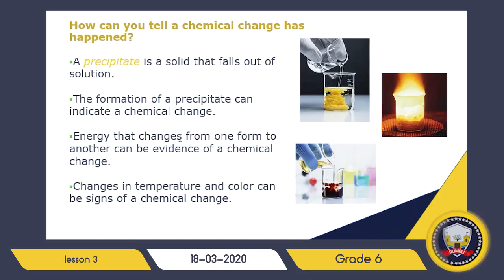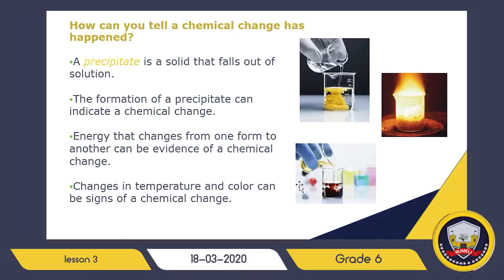Energy that changes from one form to another can also be evidence of a chemical change. And finally, changes in temperature and color can be signs of a chemical change. So actually, guys, change in color is an important sign that we can observe during chemical reaction.